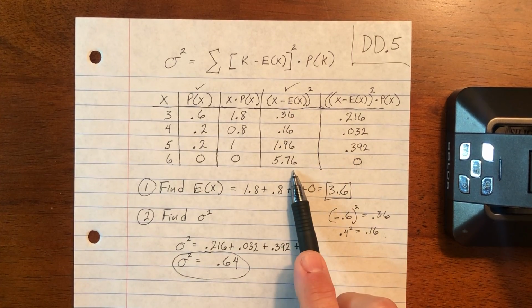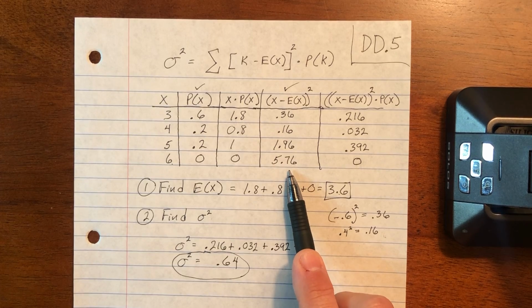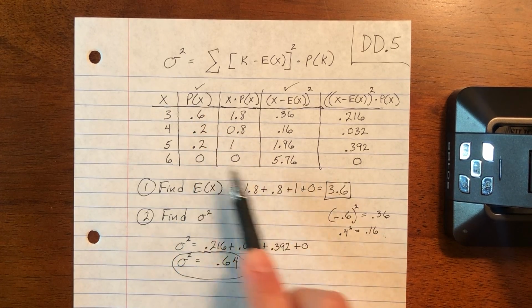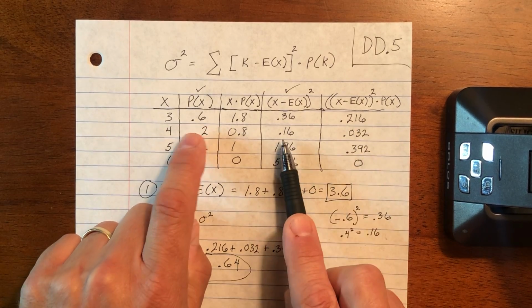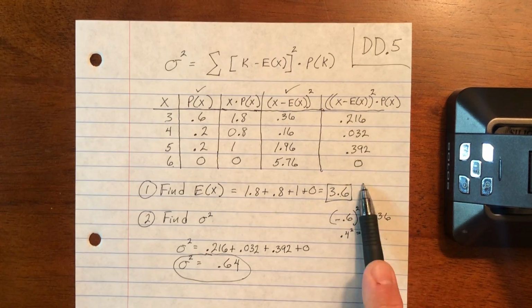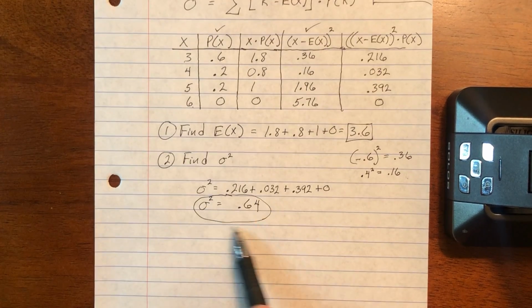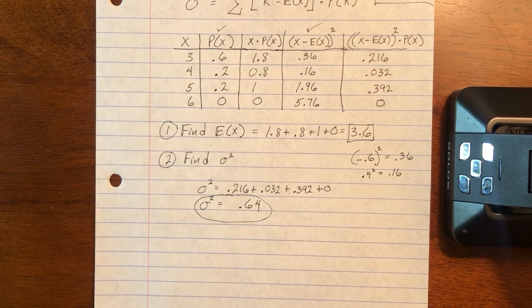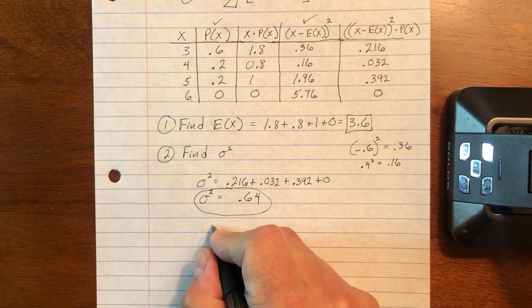Once you get that column, then you multiply that column by the probability, which is this column. So these two numbers multiplied together give you this number. These two numbers multiplied together give you this number, and so on. Once you get this column written out, you just add them together, and that's the answer. That's the variance. To find the standard deviation, then, all you do is take the square root.